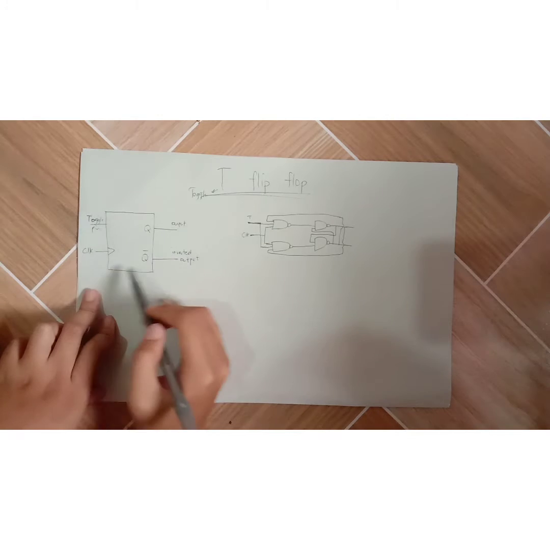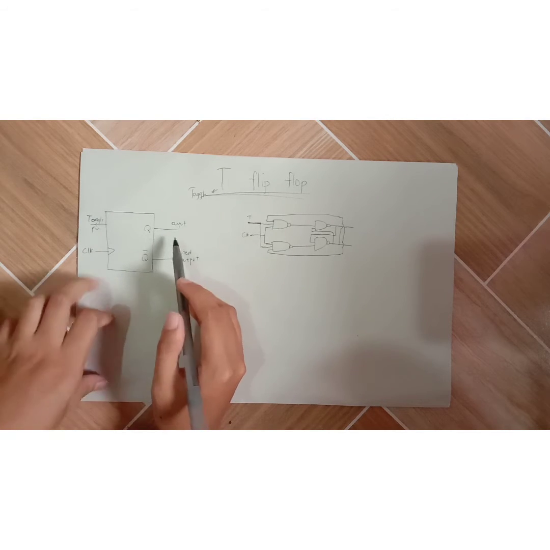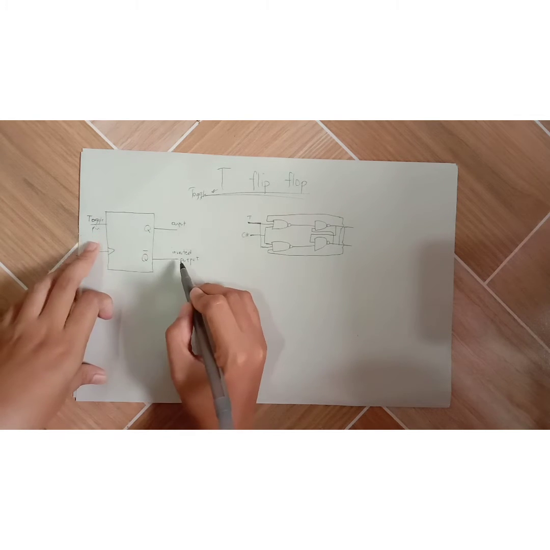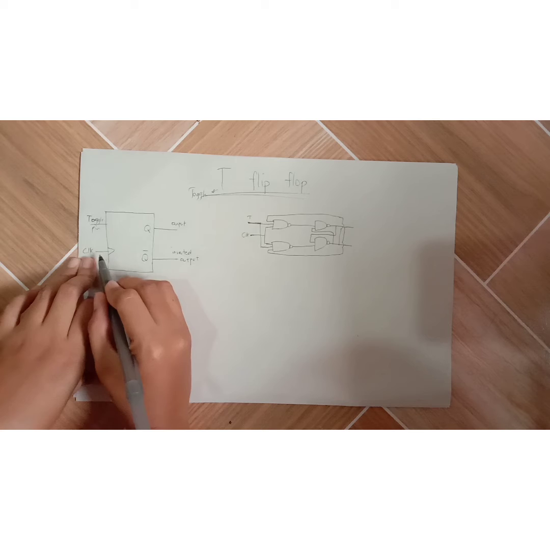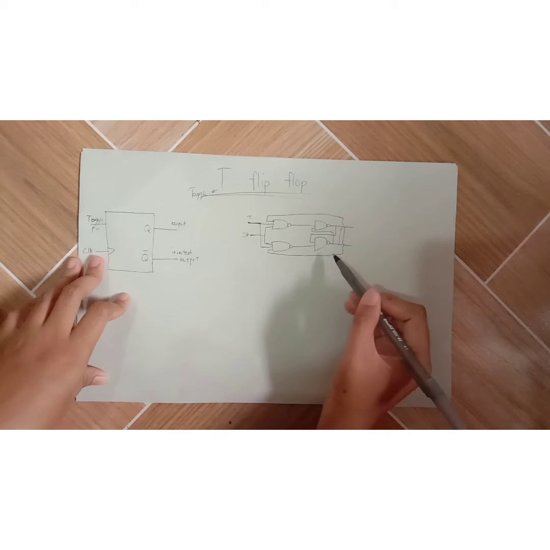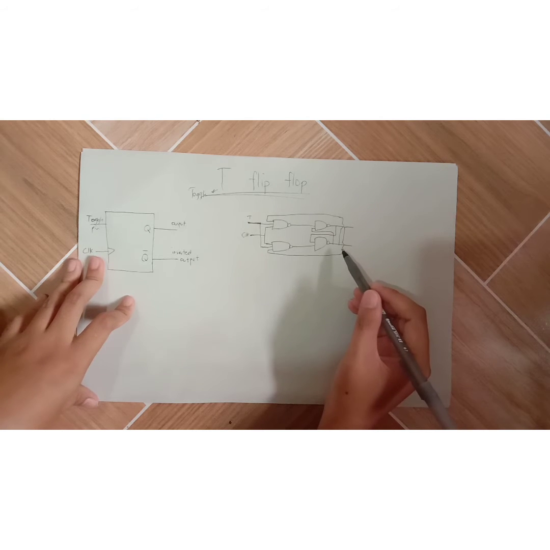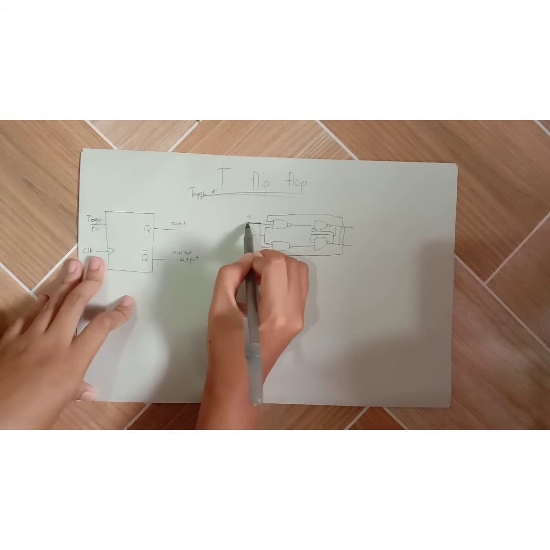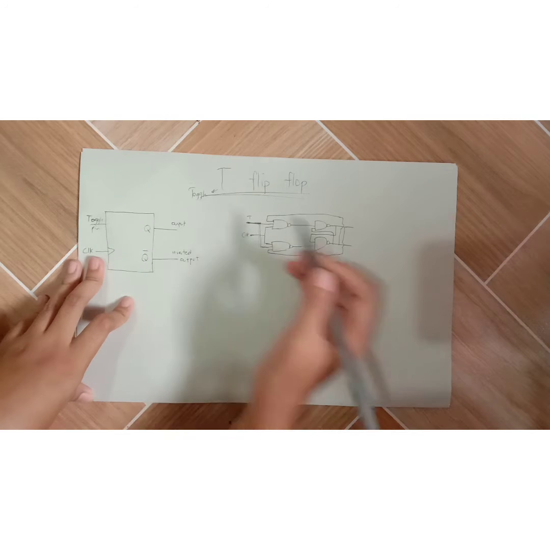This is what a T flip-flop looks like, wherein there is a toggle pin, an output, and an inverted output, and also a clock. This is what a T flip-flop logic circuit looks like. It looks like JK flip-flop, wherein you just have to short it to form a single input T.